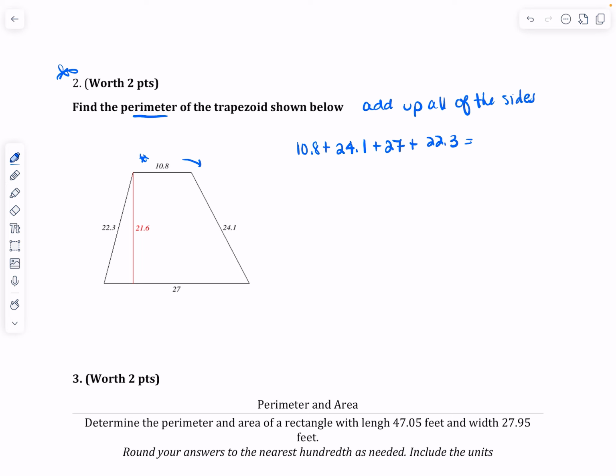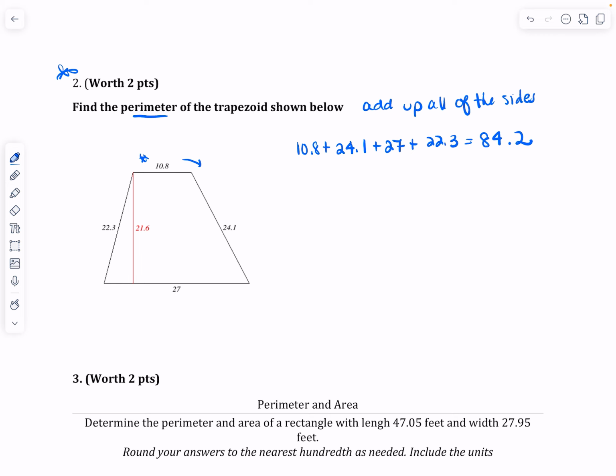Okay, so I do 10.8 plus 24.1. By the way, if you don't have your calculator out, go get it, because you're going to need it for these problems. And when I do that, I got 84.2. And I'm making sure that I put everything in there right, because again, when you're working with decimal values, it gets a little tricky.